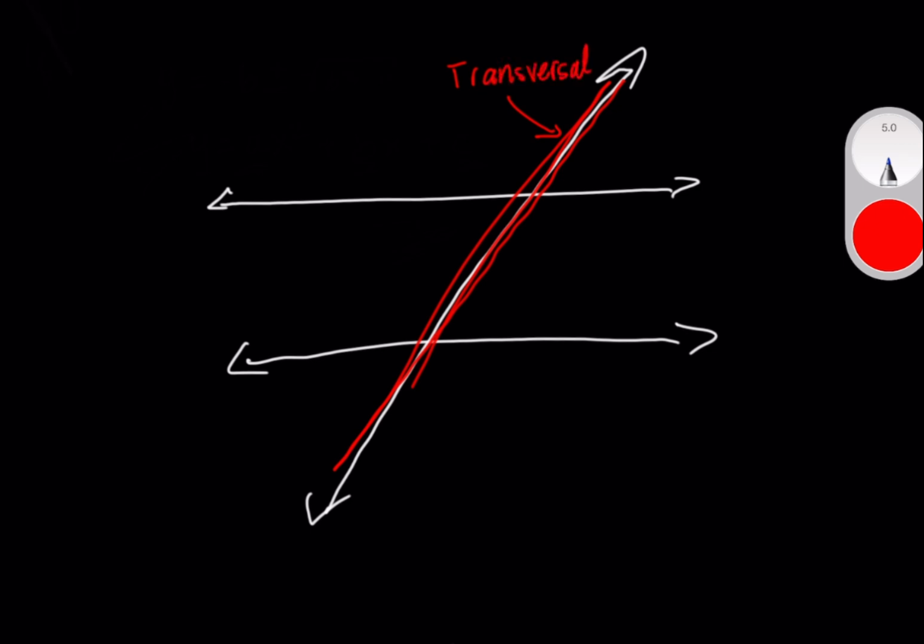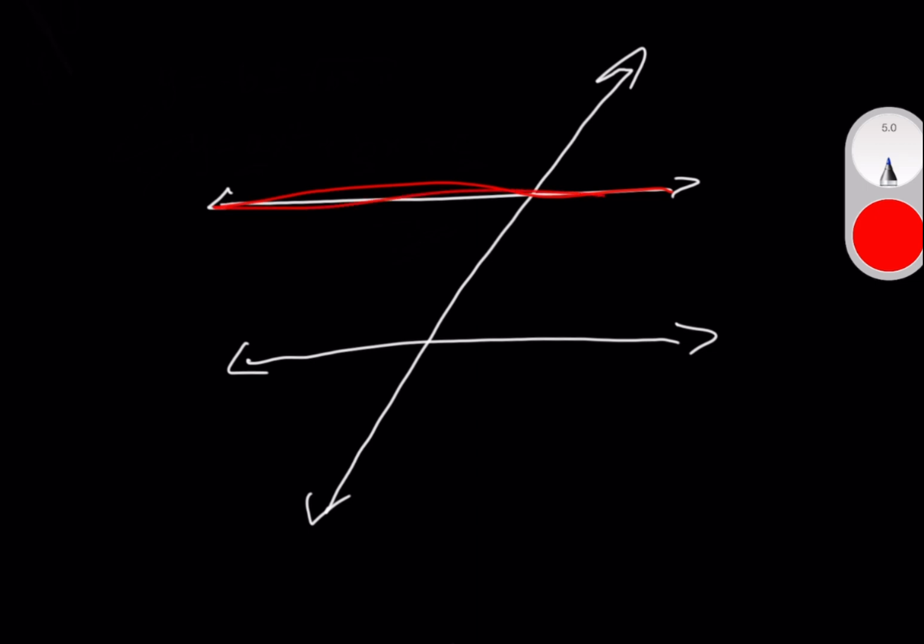And this line is the line that is intersecting these two parallel lines right here. These are the parallel lines because they will never touch each other. And what we're going to learn here is the special angle relationships with this transversal, like all these angles right here.